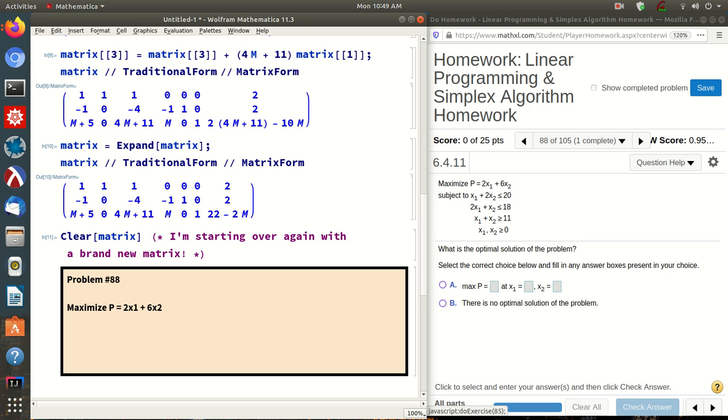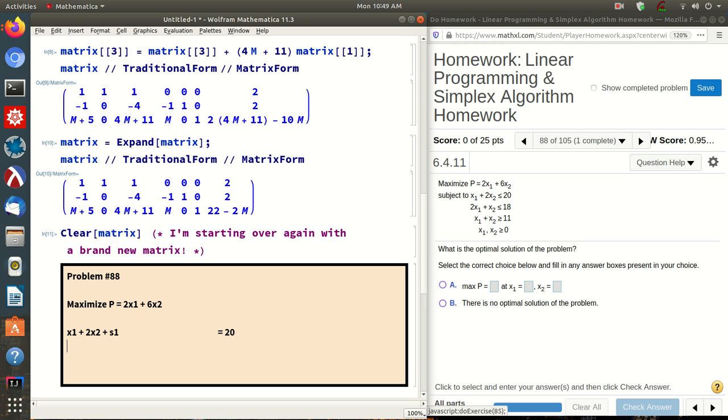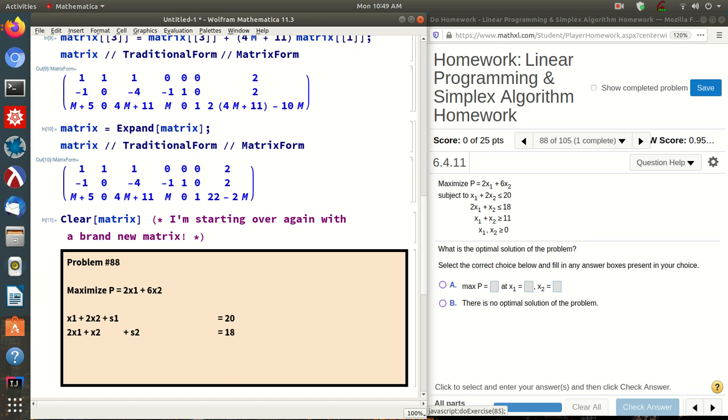These are my constraints. x1 plus 2x2 plus slack variable s1 is equal to 20. 2x1 plus x2 plus another slack variable is equal to 18. This is a greater than or equal to constraint. It's different. x1 plus x2 minus s3 plus an artificial variable is equal to 11.